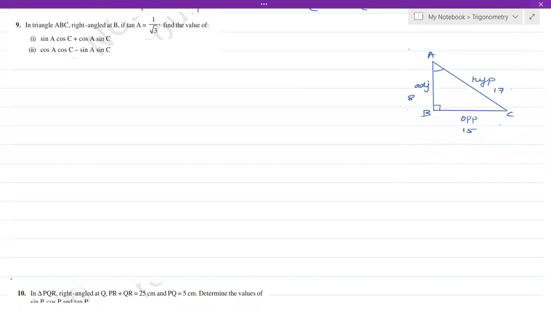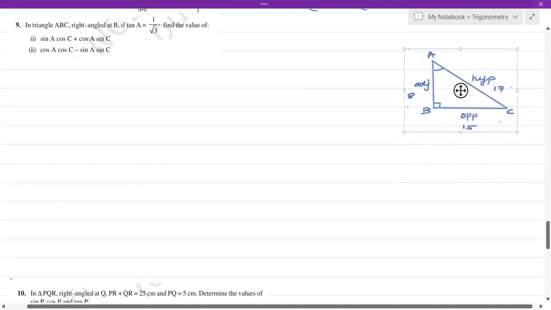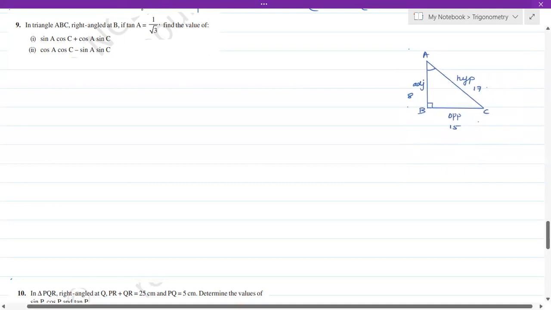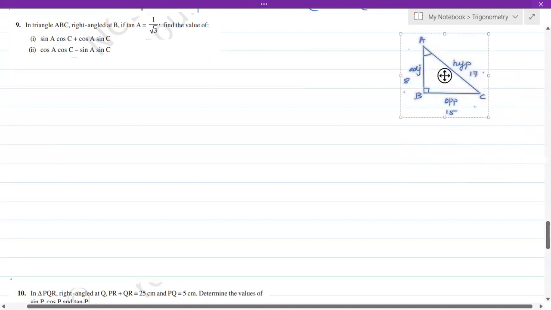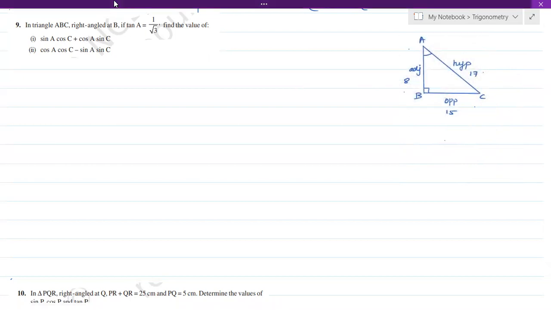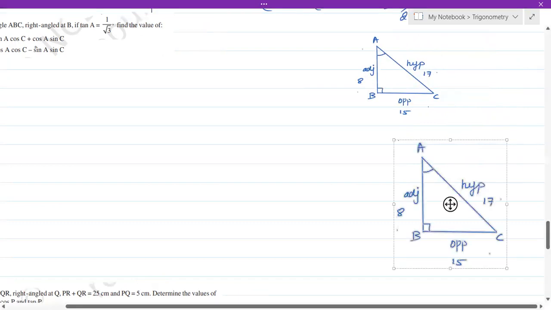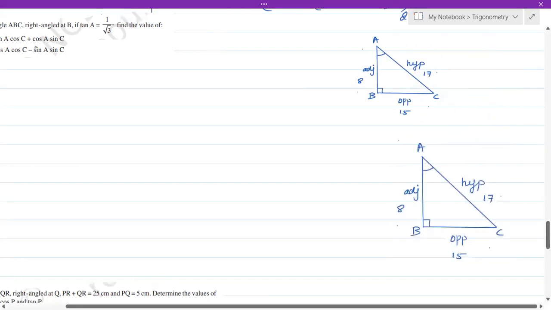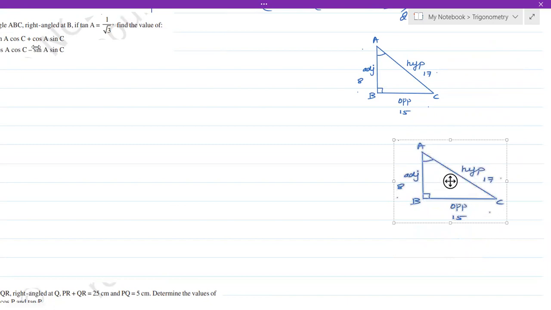Let's make it a bit small. Okay. Let's make this also a bit small.